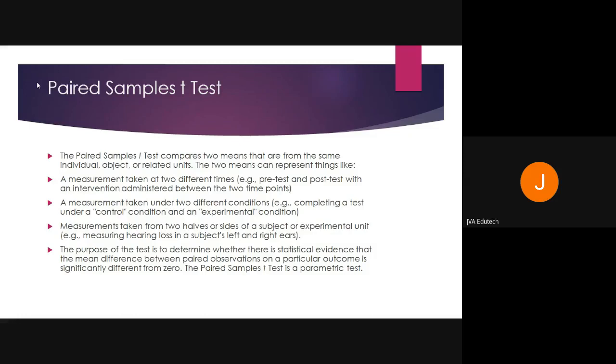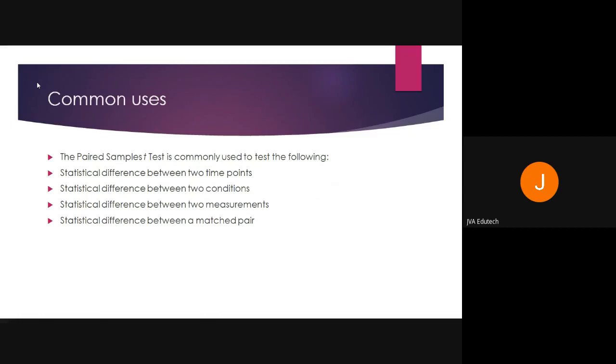So measurements are taken under two different conditions, one a controlled condition and one an experimental condition. There you can also do measurements taken from two halves or sides of a subject or experimental unit, for example, measuring hair loss in a subject's left and right ears. In all these cases, the individual remains the same and only the situations differ, so you can perform a paired sample t-test. The common use is to calculate the statistical difference between two time points. It is also used to calculate the statistical difference between two conditions on the same individual. This you have to keep in mind.